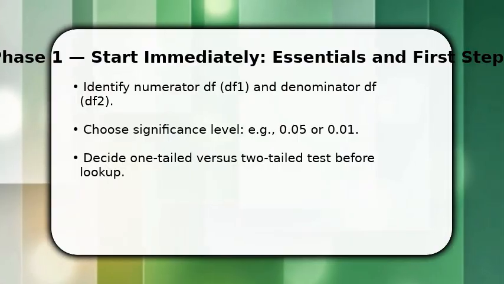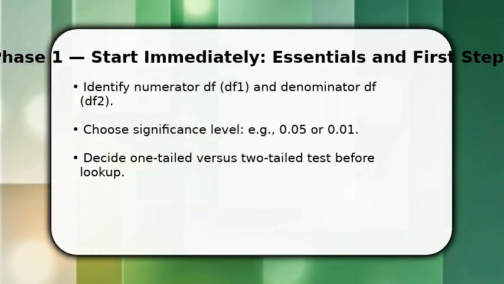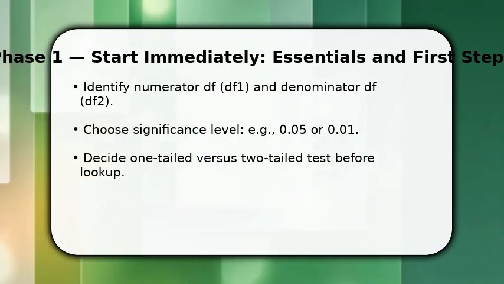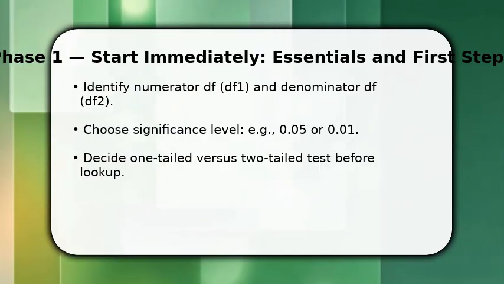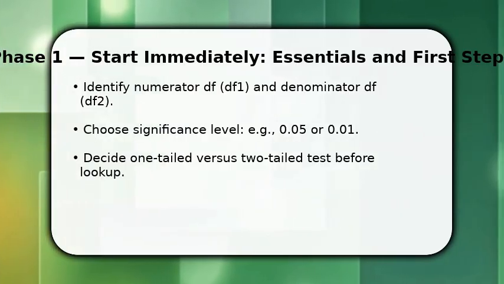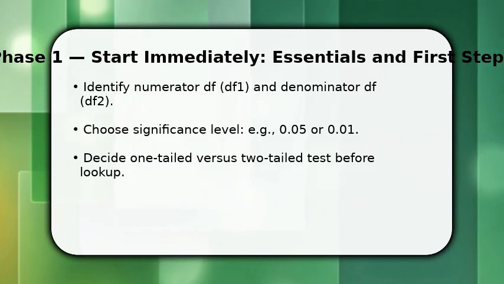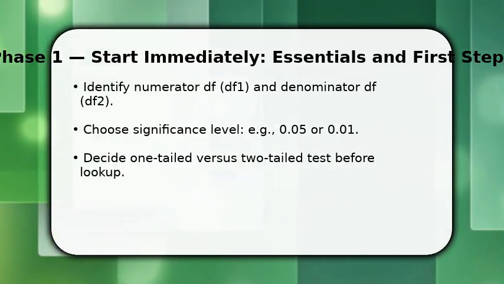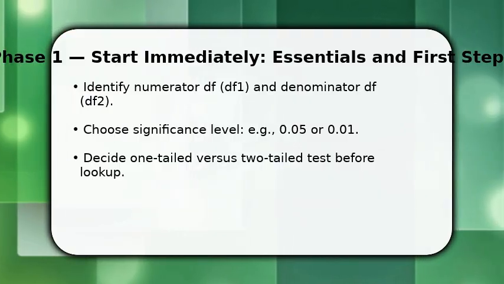You already have the sample sizes. Now convert them to degrees of freedom. df1 equals numerator groups minus 1, df2 equals denominator observations minus groups. Once done, pick the alpha you need, like 0.05, that controls the tail area. Make sure to decide one-tailed versus two-tailed ahead of time because the table entries differ.